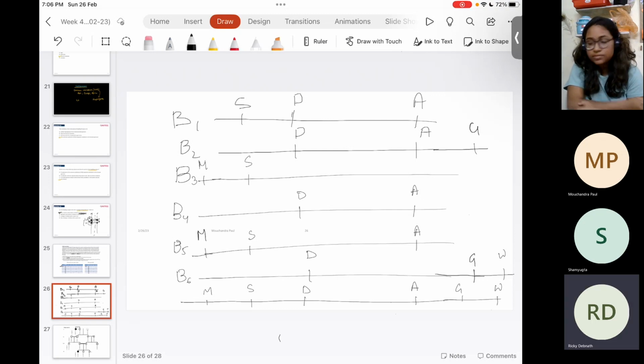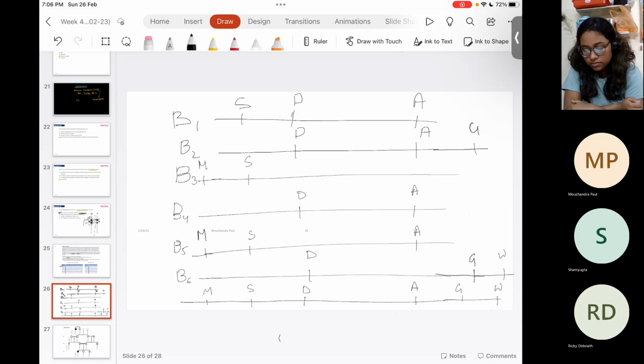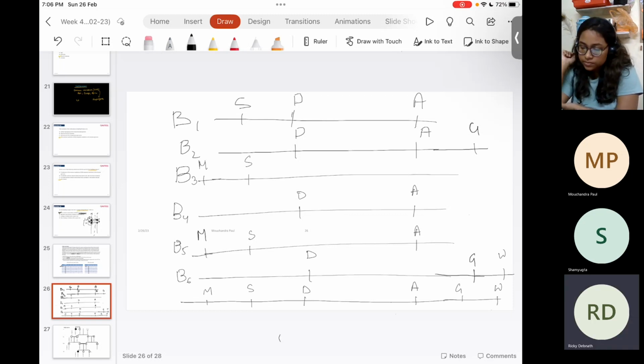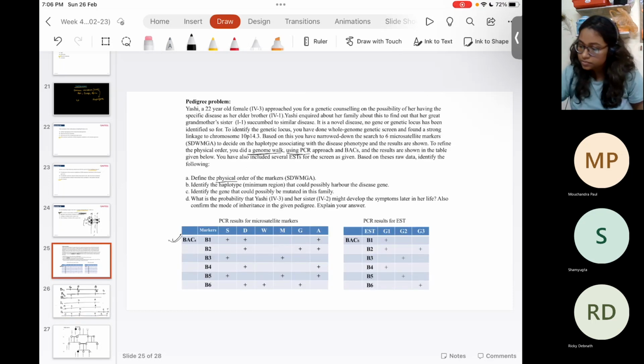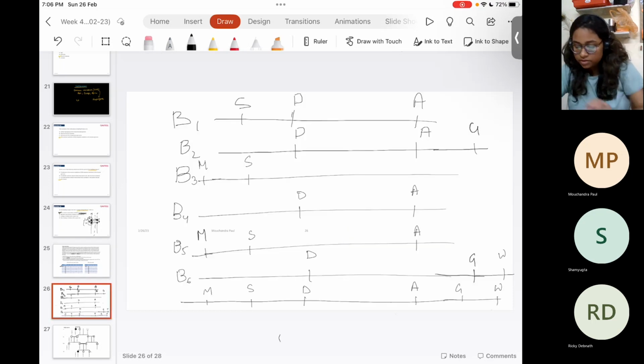Okay. But the ultimate fragment generated, what would be the order of it actually? Is it the same one, whatever you have? Yes, M, S, D, A, G, W. Okay. So this is the ultimate sequence.